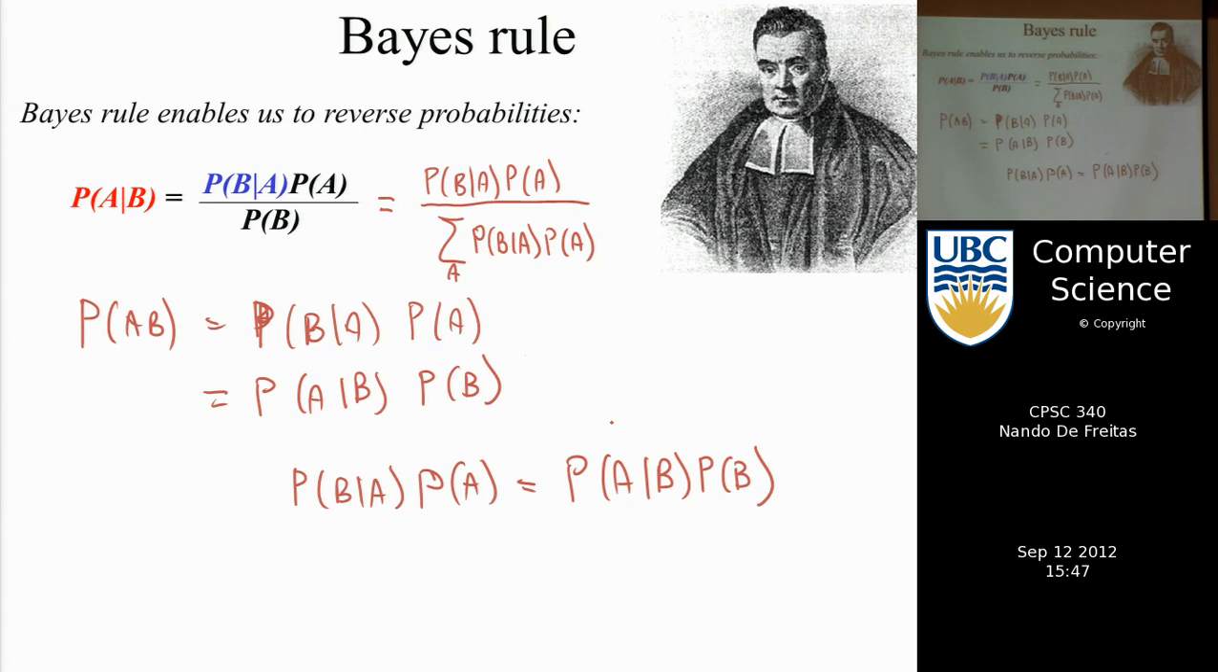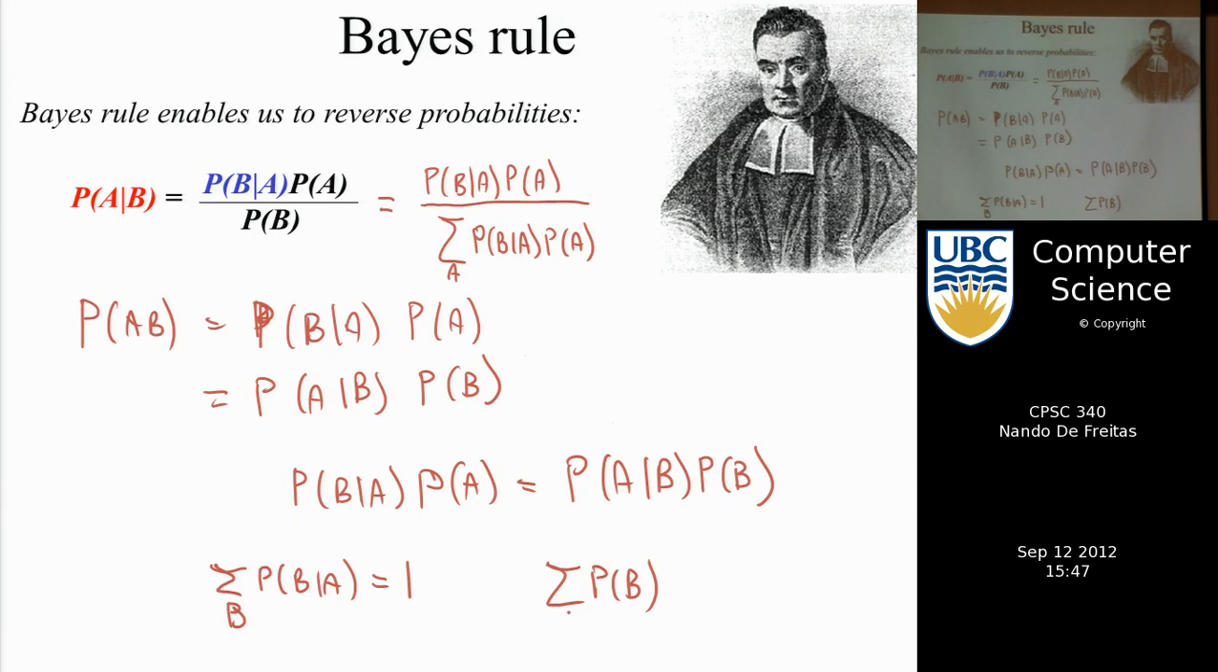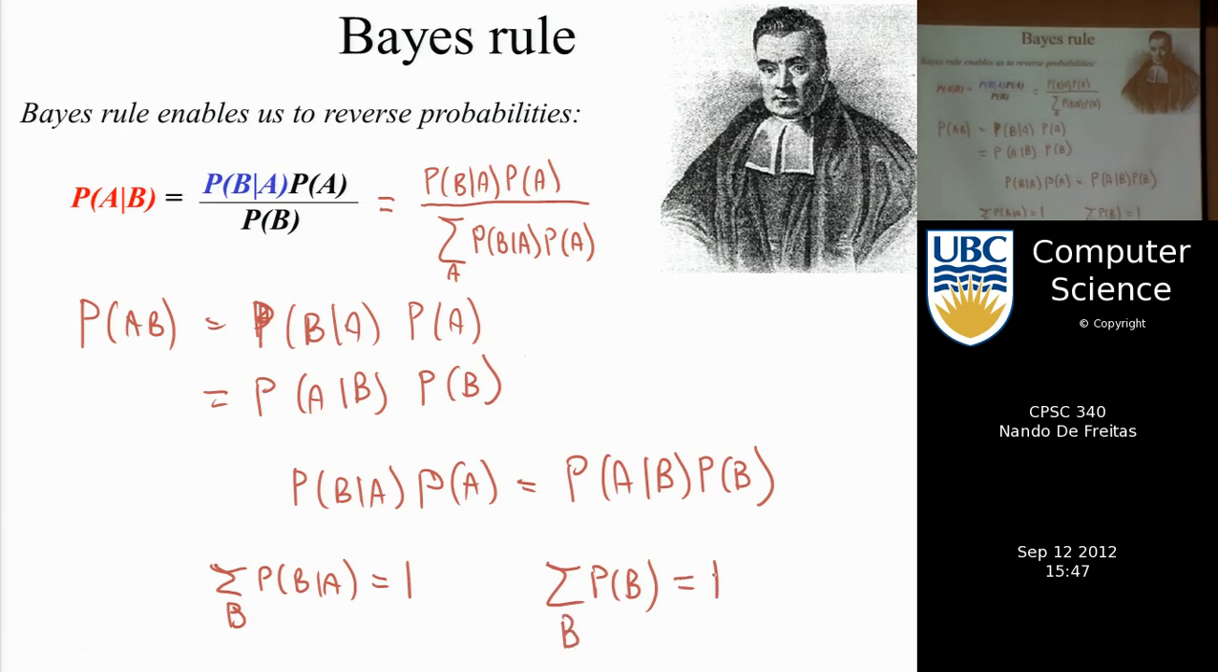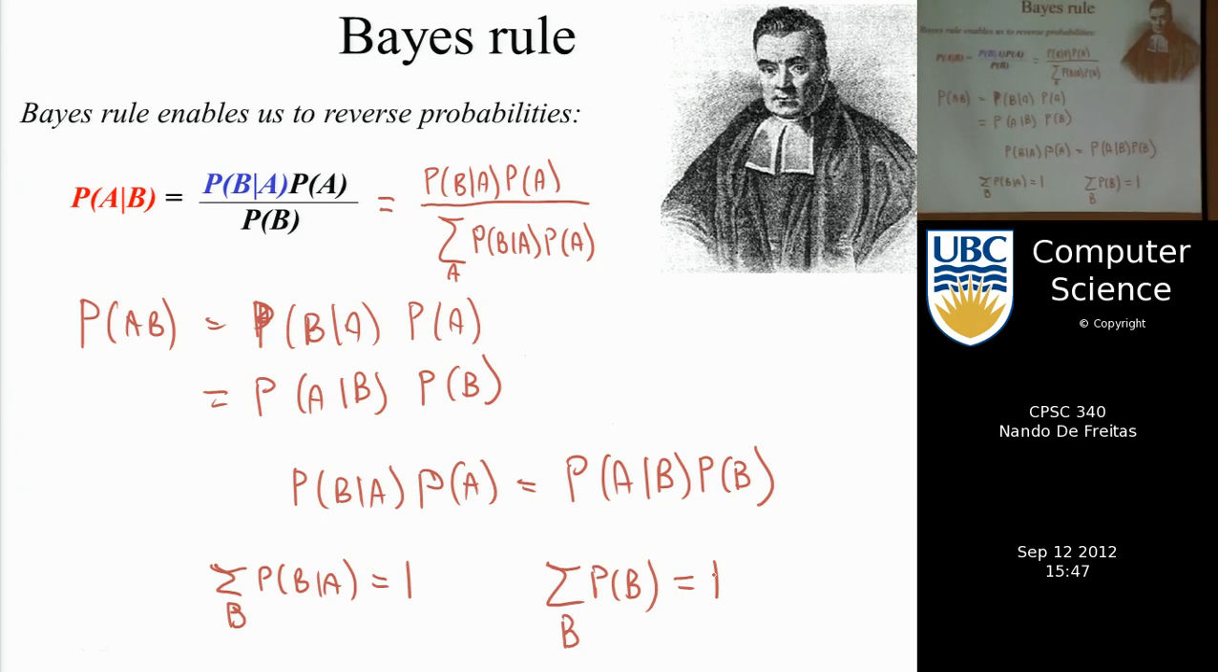Because we know that the sum over B of the probability of B given A must be equal to 1. Because A is given. There's no uncertainty over A. And probabilities must sum to 1, and you're summing over B. So before we learned it like this: if you sum over all the values of B, you get 1. The same is true when you condition. If A means Africa or Asia, the law of probability still applies.